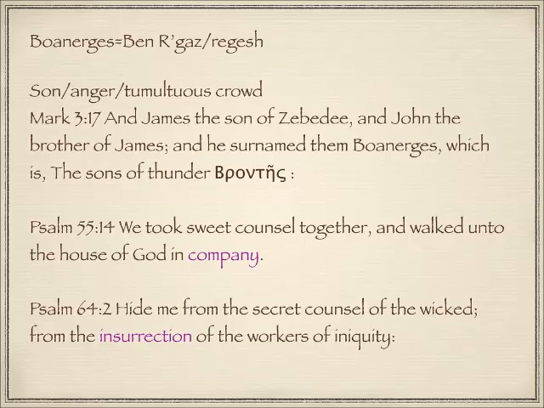Presumably made up of two pieces. The Ben we can see is the sons of thunder, and then the other Hebrew word is either ragaz or regesh. Both of these words have a feeling of tumult, even anger, or the crowd is tumultuous. Mark himself translates the word for us in 3:17. And James the son of Zebedee, and John the brother of James, he, that is Yeshua, surnamed them Boanerges, which is the sons of thunder.